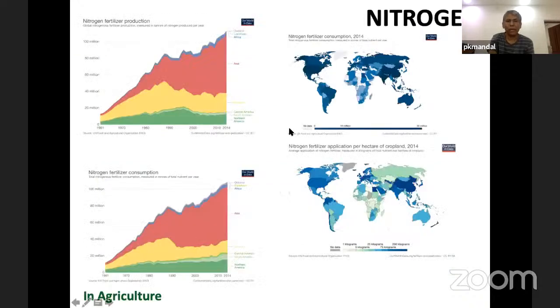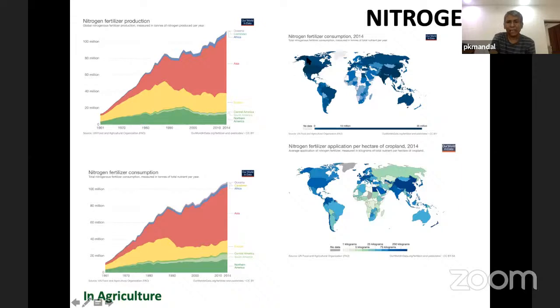Because we are talking about nitrogen use efficiency, I'll come to the definition. But if you see this left side and right side, they are almost similar. That means this is nitrogen fertilizer production over the years, and how fertilizers are produced means they are produced for the sake of utilization, and that is the reason the amounts are almost the same. These are all FAO's data.